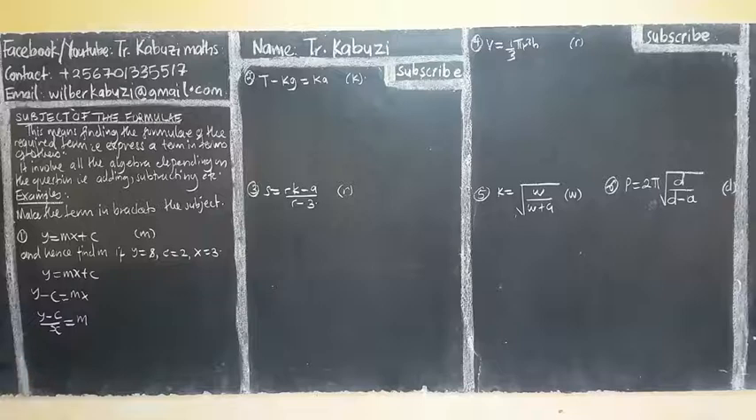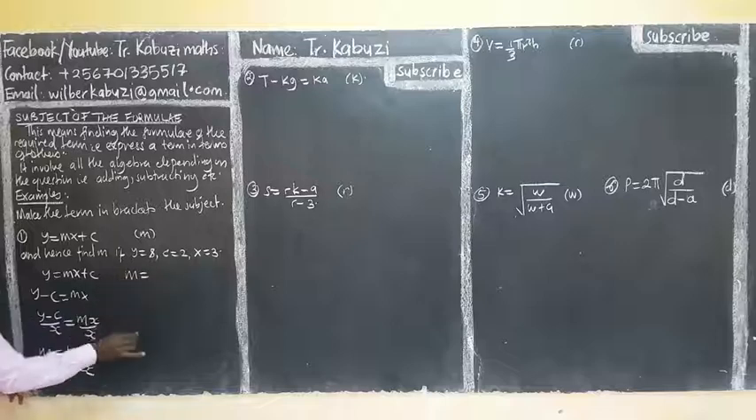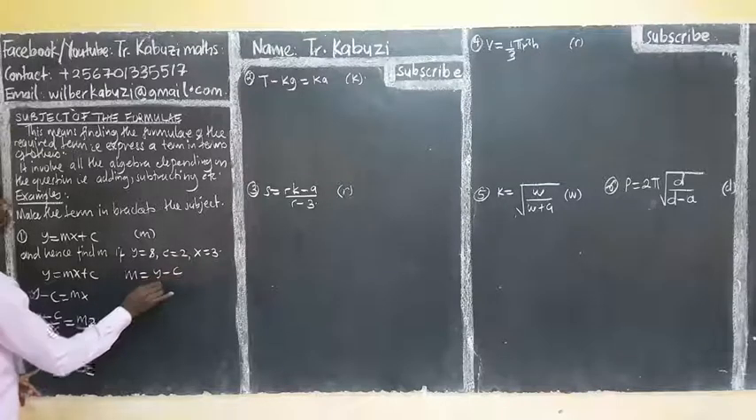If we divide it through by x now, we have made m the subject of the formula. As simple as that. Okay, maybe if I'm going to skip that step, then you divide it so that your m now will be y minus c over x. This one you cancel. Now, you have your m from here as y minus c over x.